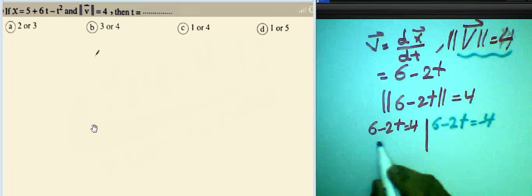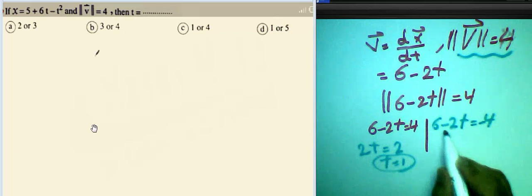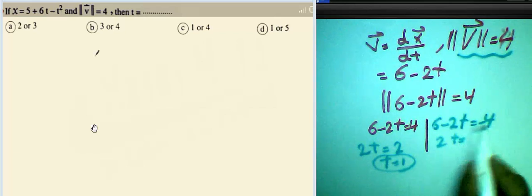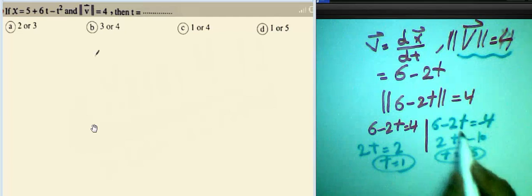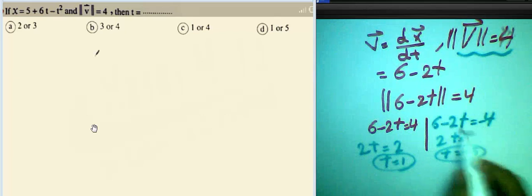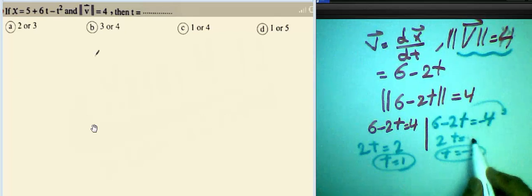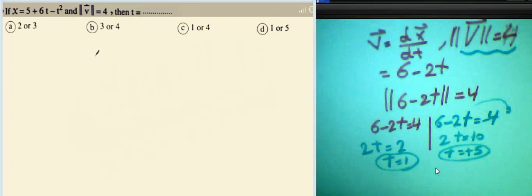You can find here 2t equals 6 minus 4, so t equals 1, or 2t will be equal to -4 minus 6 equals -10, then t equals -5. It's the time. Okay, we can change it again, moving positive. It will be 2t equals 6 plus 4, equals 10. Then the time here will be 5. Choose letter D. Understood this example?